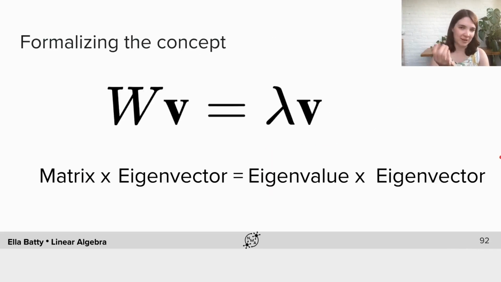To formalize this concept in math, we can write out the equation: a matrix W times its eigenvector equals the eigenvalue times the eigenvector. This is saying that when the eigenvector is transformed, or multiplied by W, it will equal itself times some scalar, which, if you remember from the last tutorial, means that the length can change, but the direction cannot, because that is scalar multiplication. And so any vector that this is true for is an eigenvector of W.